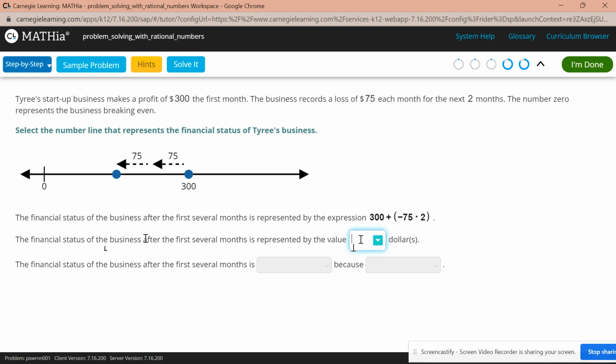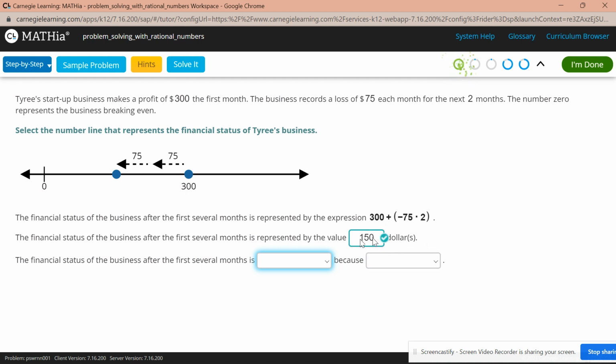The financial status of the business after the first several months is represented by the value what? Well, one thing I can do is go ahead and plug this in just like it is there, negative 75, and then put another parentheses. This is why it was important for me that you all understood that when you see two numbers or two letters like A, B right beside each other, that means they're being multiplied. In this case, I can't put negative 75 and 2 right beside each other because it'll look like negative 752. So I'm going to separate them with parentheses, okay? And then I'm going to press enter. And it does the math for me.